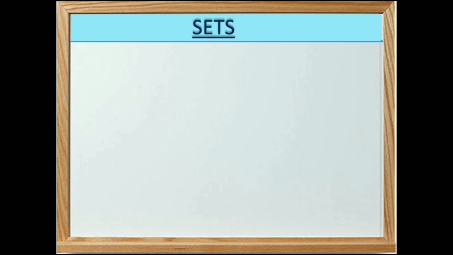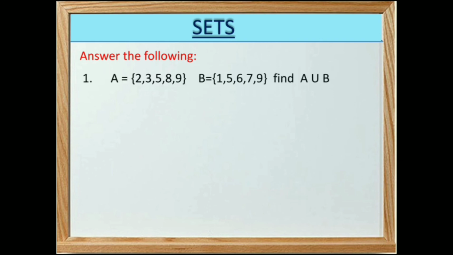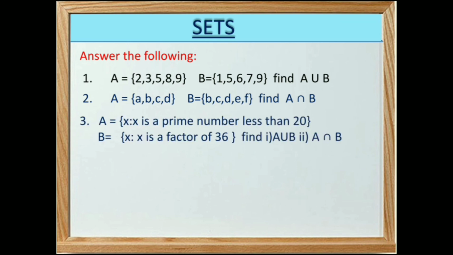So that's all, children. I am giving some more examples. Practice these questions, answer these questions. The first question: A is equal to {2, 3, 5, 8, 9}, B is equal to {1, 5, 6, 7, 9}. Find A union B. The second one: set A has elements a, b, c, d. In set B, the elements are b, c, d, e, f. Find A intersection B. The third question: x is a prime number less than 20 is set A. x is a factor of 36 is set B. Find A union B and A intersection B.